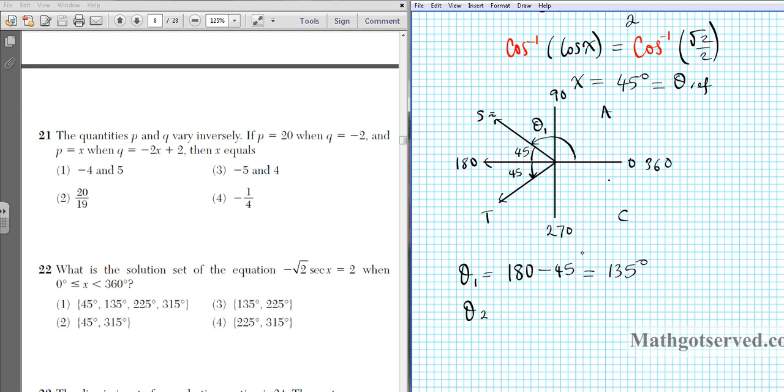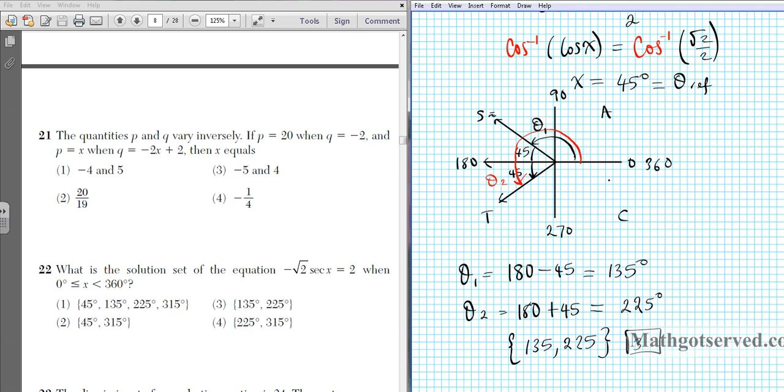Okay, so for theta 2, we're starting from 180 and we're going to add 45, which means counterclockwise 45 degrees. Our final answer will be 225 degrees. So these are the 2 angles that satisfy this condition. So our solution set is going to be 135 and 225. Our answer is option number 3. So there goes theta 1, and then theta 2 is the second one that goes right there. That's theta 2.